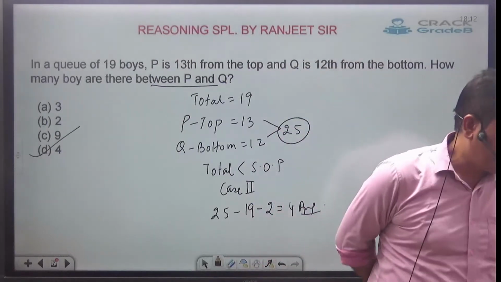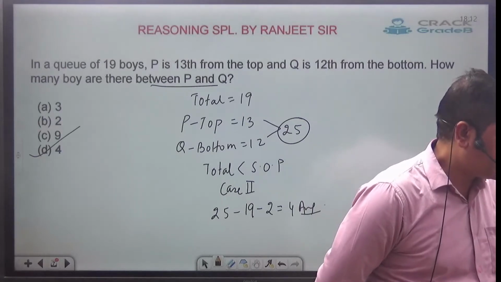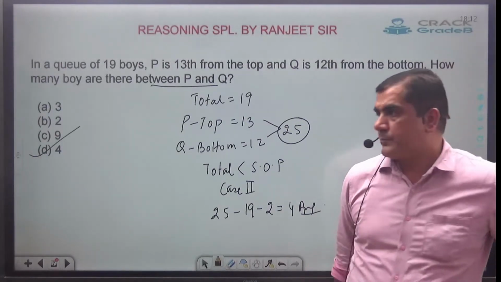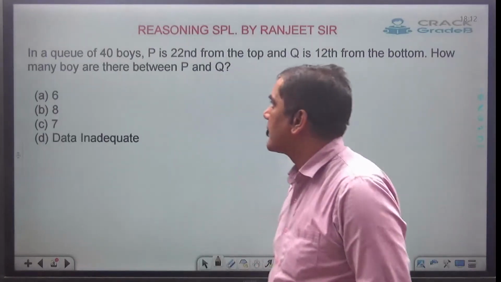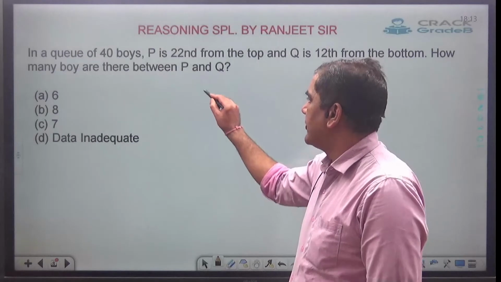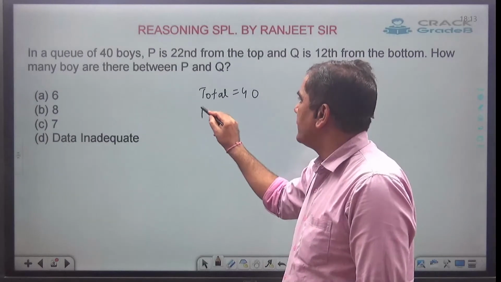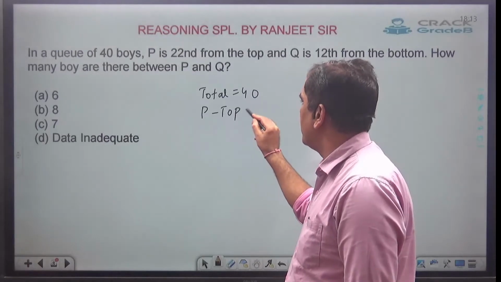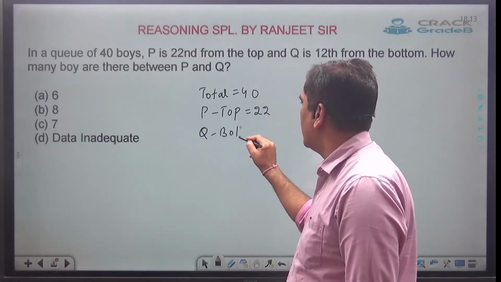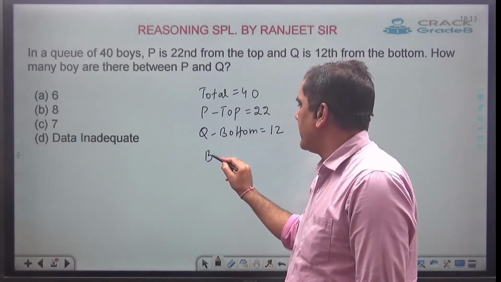Clear? Anyone, any problem? Okay, done. Go with this one. In a queue of 40 boys, so total is given to be how much? 40. P from top is given to be 22. Q from bottom is given to be how much? 12. You have to find in between P and Q.